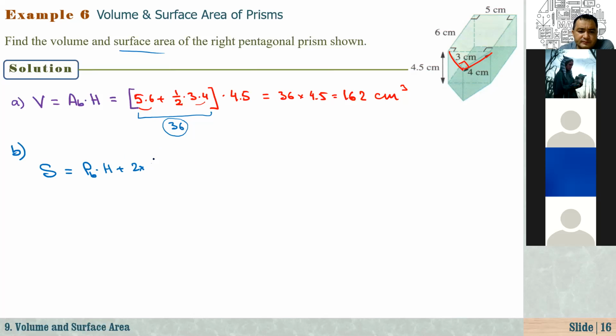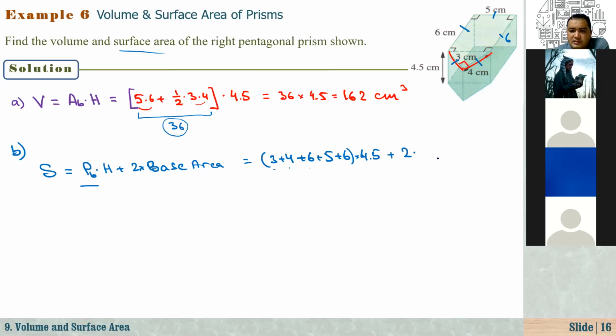Let me just write here. Which is equal to, what is the perimeter? Starting from here, perimeter is 3 plus 4, that's the rectangle side, and continue, plus 6 plus 5, and also this side is 6. So it is 4 plus 3 plus 6 plus 5 plus 6, it's 5 sides, right? 1, 2, 3, 4, 5. That's the perimeter. And multiply by height. Height is 4.5.